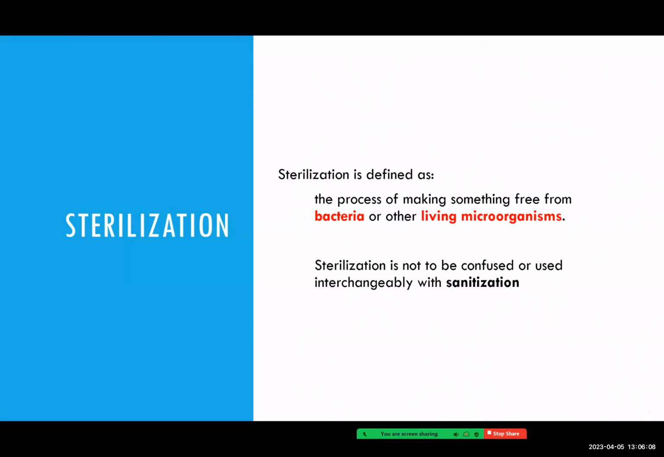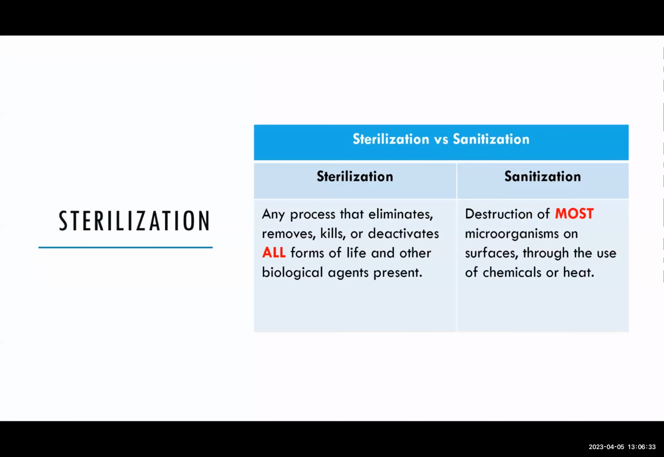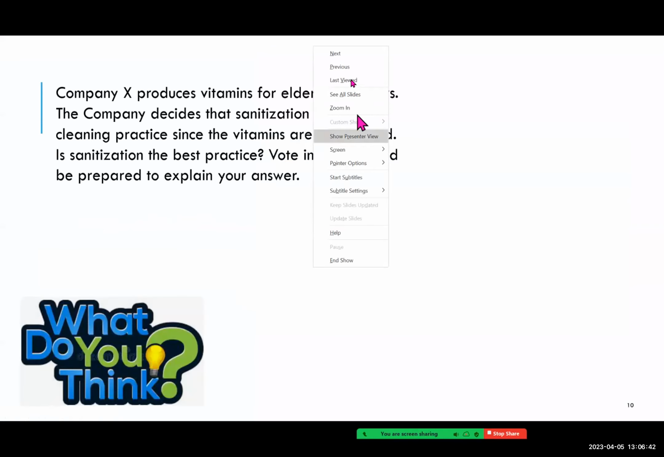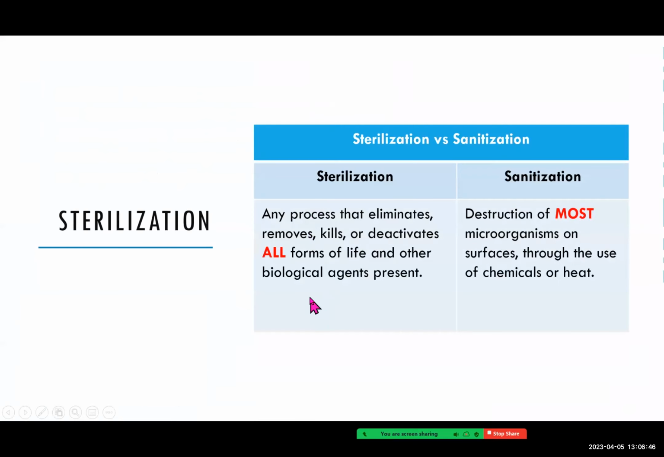So sterilization is very important for aseptic processing. Sterilization is a process where we make something free from bacteria or other microorganisms. There is a term that is similar to sterilization, which is known as sanitization, but however, they both reduce germs, but they're not interchangeable from a pharmaceutical manufacturing standpoint. If I say an item is sterilized, it's going to be free of all forms of life and other biological agents. So it's going to eliminate them, remove them, kill them. If there's spores there, it's going to deactivate those spores, versus sanitization, which destroys most microorganisms. And when we sanitize, we use either chemicals or we use heat.